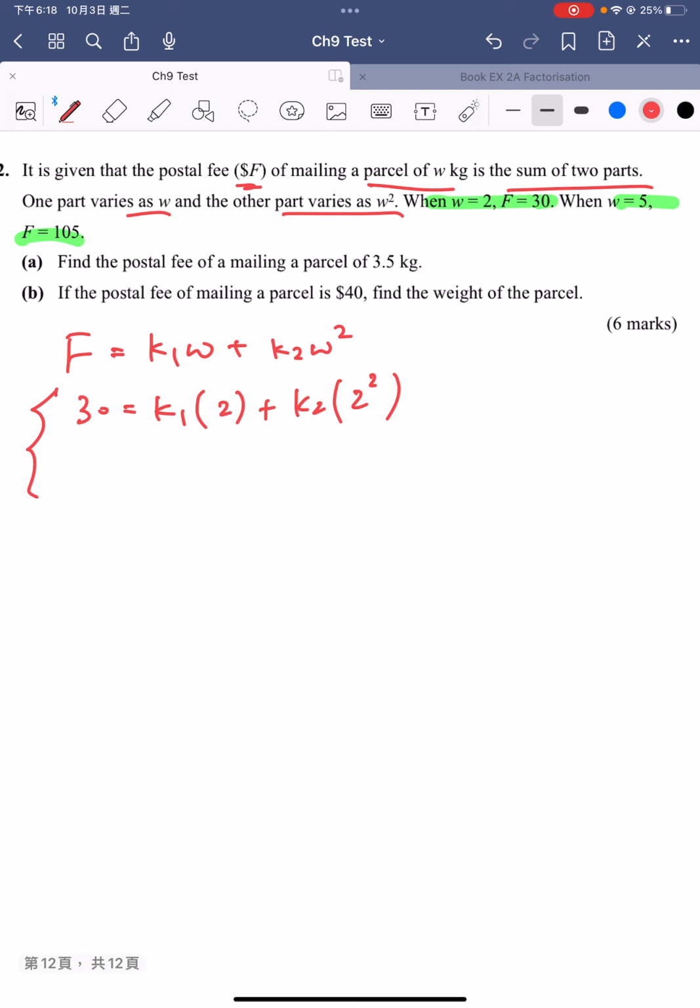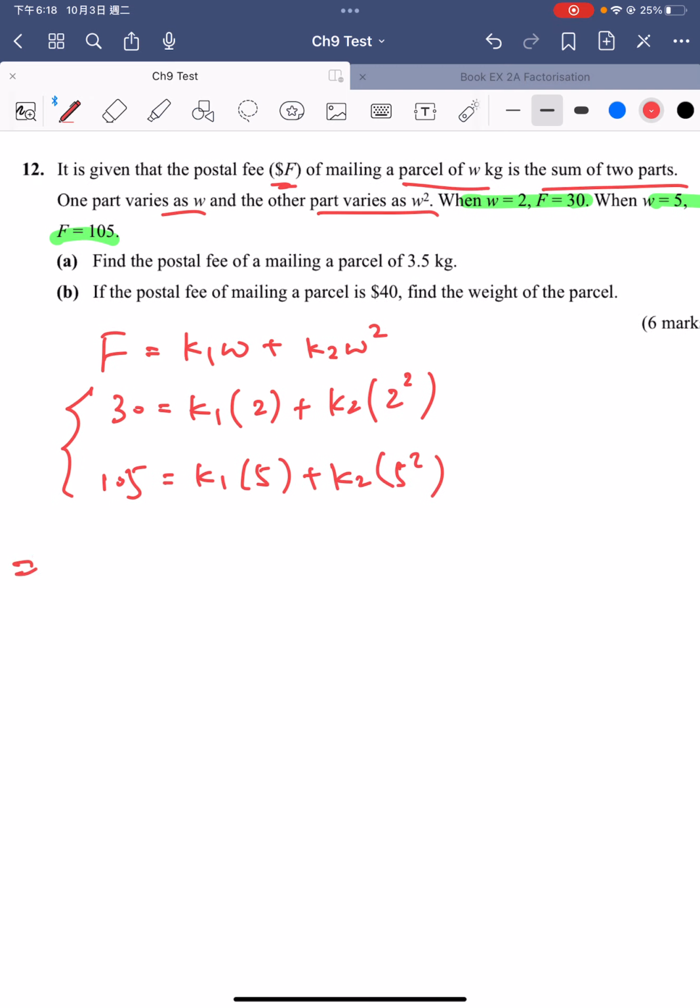And now we have the second formula. We have 105 is equal to K1 times 5 plus K2 times 5 squared. So we can simplify it a little bit, because 2 is the common factor for the first equation, so the whole formula can be divided by 2. Then we have 15 is equal to K1 plus 2K2. This becomes our first equation. For the second one, we still get a 5 as a common factor. So I have 21 is equal to K1 plus 25 divided by 5, which gives you 5K2. So that's the second equation.